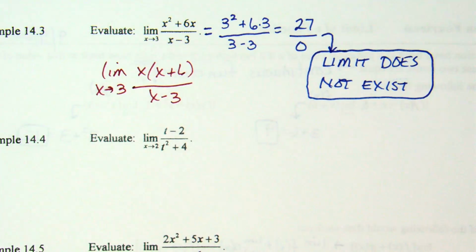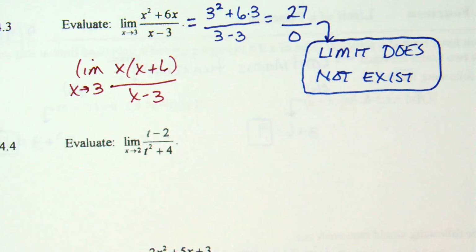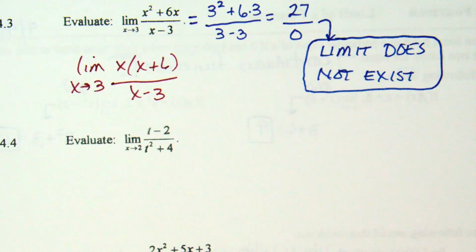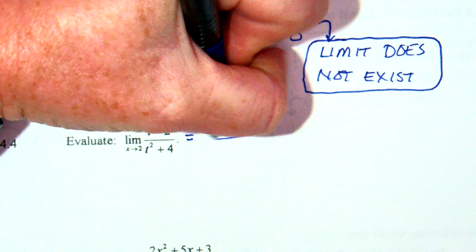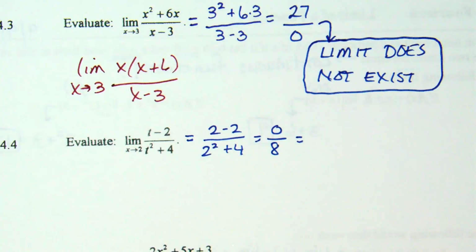Okay. Example 4. Thoughts on example 4? Okay, plug it in. 2 minus 2 over 2 squared plus 4 becomes 0 over 8. What is 0 divided by anything? 0. 0 on top is always 0.